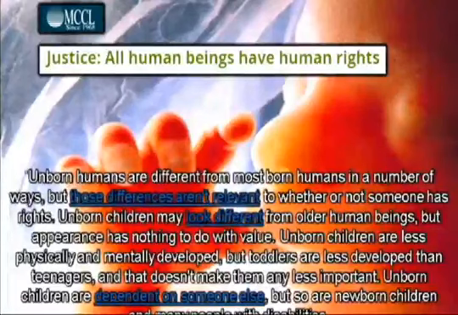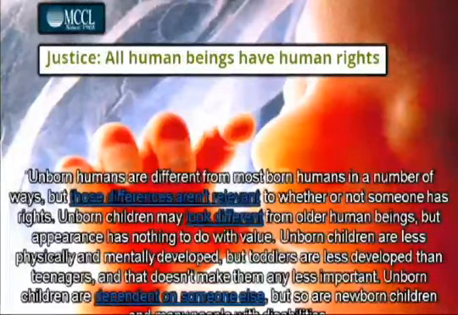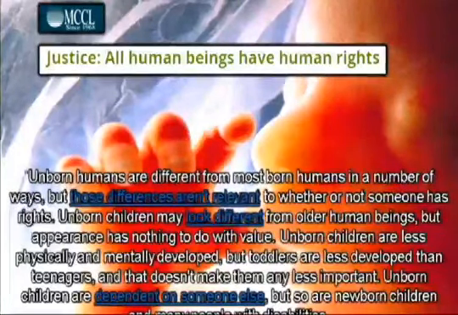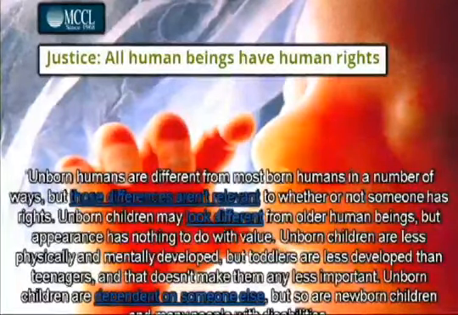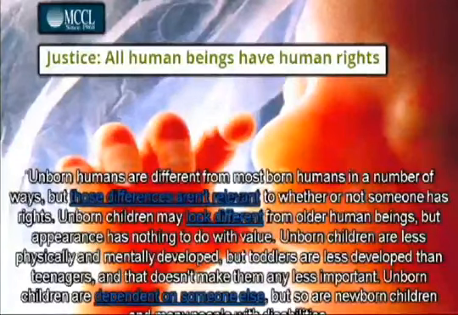it says justice. All human beings have human rights, or should have human rights. It says, unborn humans are different from most born humans in a number of ways, but those differences aren't relevant to whether or not someone has rights. Unborn children might look different from older human beings, but appearance has nothing to do with value. Appearance has nothing to do with value, unless, of course, you're buying art.